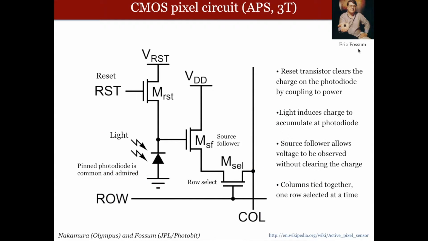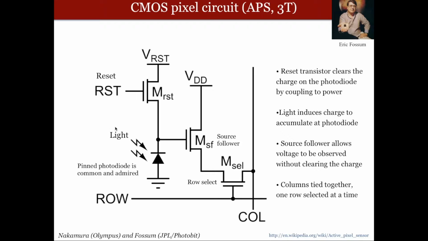Here's a picture of Eric Fossum, and here's a CMOS pixel circuit. This is a 3 transistor circuit for an active pixel sensor, and the concepts will be familiar to you. You know, the circuit diagrams always look a little intimidating to a guy like me, but off we go. Nakamura at Olympus also had these ideas. Eric had these ideas at JPL and started Photobit, which ultimately got purchased.